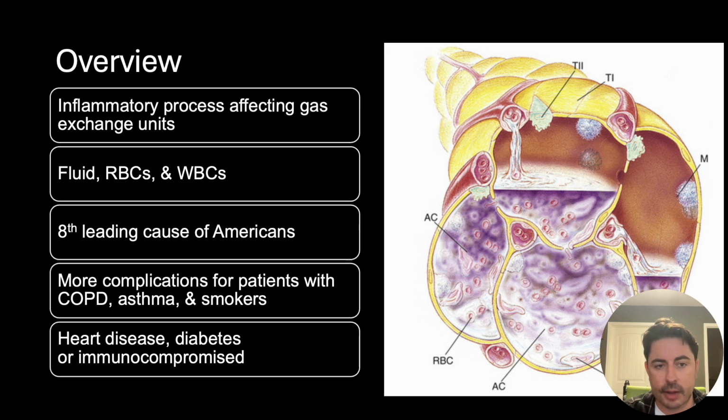And then other patients that are at risk are patients with heart disease, patients with diabetes, and especially those that are immunocompromised. Whether this is HIV or a patient that is a transplant patient, those patients get immunosuppressors. Even cancer patients that are going through chemotherapy and radiation, that therapy is designed to knock out white blood cells, and it puts these patients more at risk for infections.